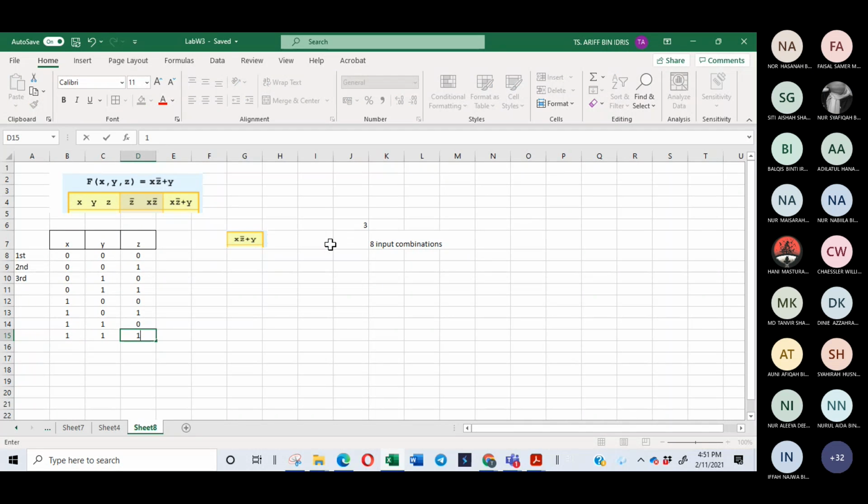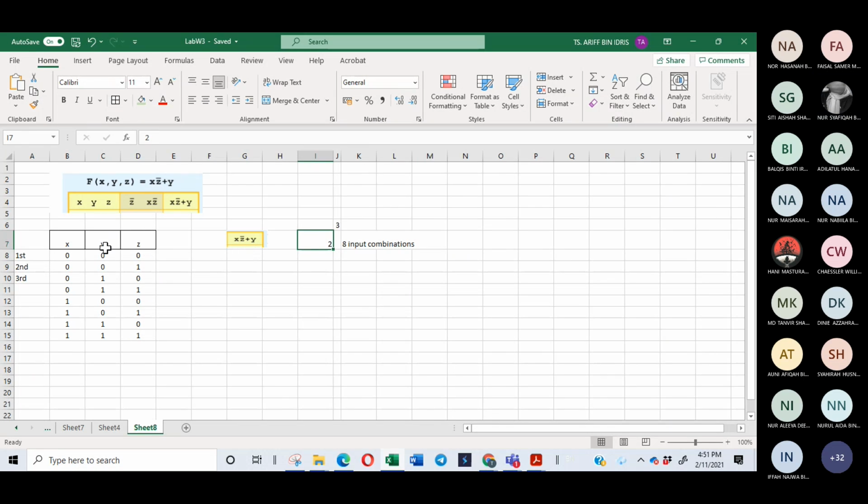Now we want to prove whether our formula is correct or not. We want to prove if we have three variables, is it correct that we have 8 input combinations? Is it true, class? True? Yes. Okay, so this is the fourth input combination, this is the fifth, this is the sixth, this is the seventh, and finally this is the eighth input combination. So you have proven that if you have three variables, we have 8 input combinations.